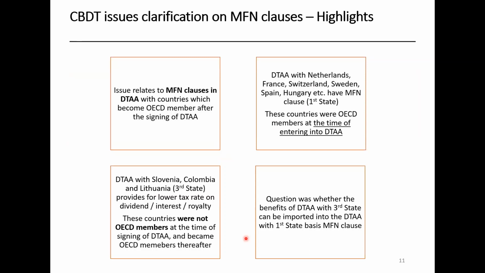The CBDT has very recently issued a clarification on the MFN clause. The controversy is where there is an MFN clause with an OECD country which says that if India, on signing a DTA with another OECD member, provides a lower rate or a narrower scope, the subsequent treaty benefits would be provided. This is an MFN clause. This clause is available in treaties with countries such as the Netherlands, France, Switzerland, Sweden, etc.